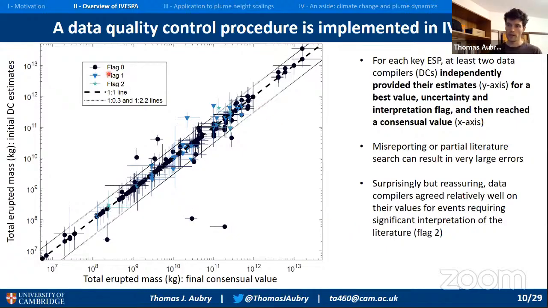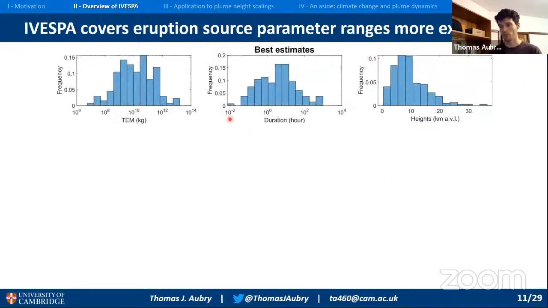And I just want to highlight that all these dots are color coded by interpretation flag value. And so the light blue stars, like this data point here or this one, are data for which we had significant interpretation of the literature to do. And you can see that, quite reassuringly, all these points fall fairly close to the 1:1 line. So it means that even when we had a lot of interpretation to do, the different members of the working group generally agreed on what the value should be.